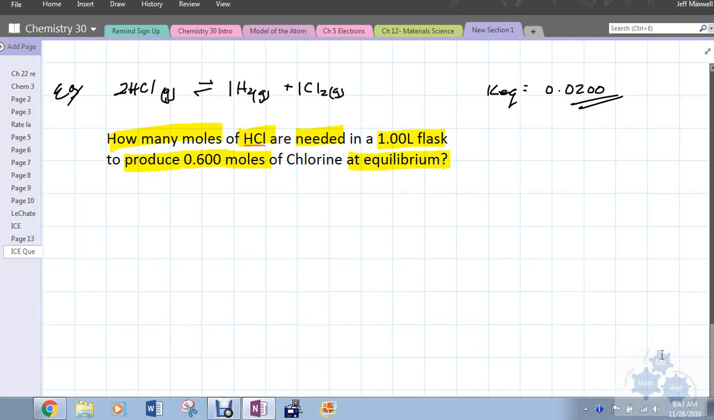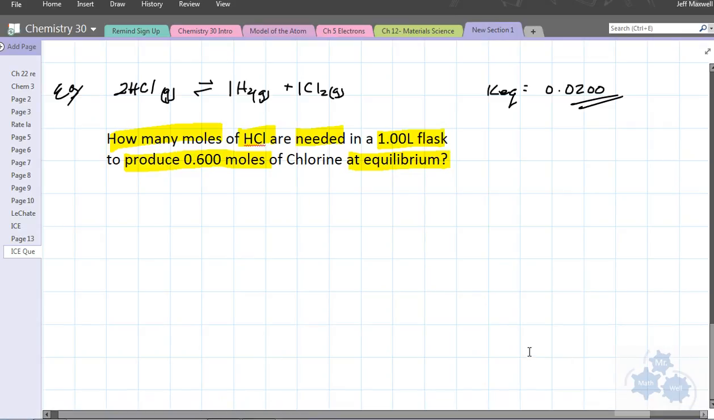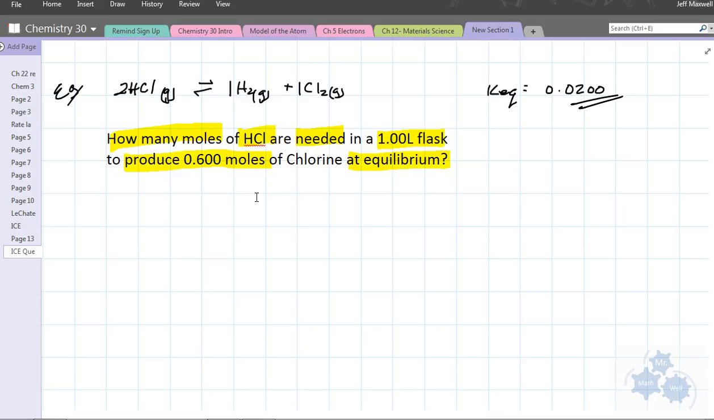All right, so number 3 in your assignment, this is what it looks like. Remember, we're doing the ICE charts. ICE stands for initial concentrations, C stands for change in concentrations, and E stands for equilibrium concentrations. And so this ICE chart method is a good way to help you organize things.